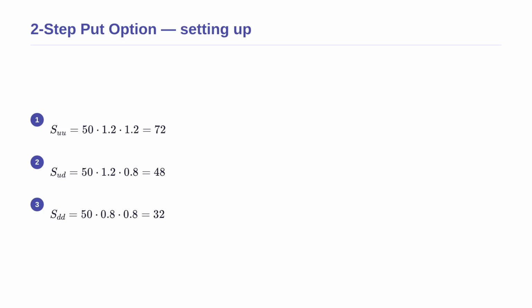This brings us to a slightly harder example, a two-step binomial tree for a put option. Suppose the current stock price is 50, the strike price is 52, and each step is 1 year. The stock can go up by 20% or down by 20%. First, we find the stock prices at the very end of year 2. The stock can go up twice to reach 72. It can go up, then down, or down then up to reach 48. Or it can go down twice to reach 32.